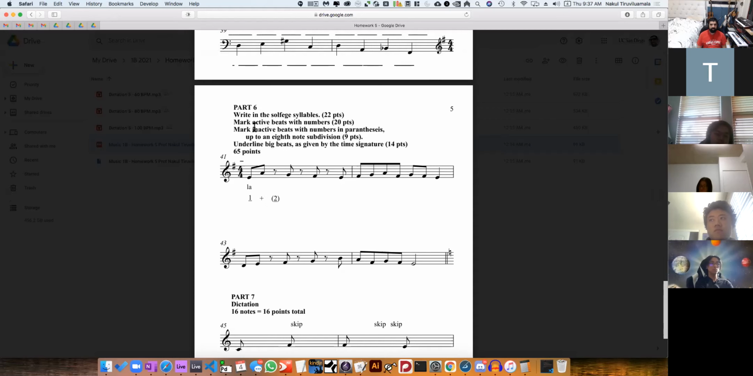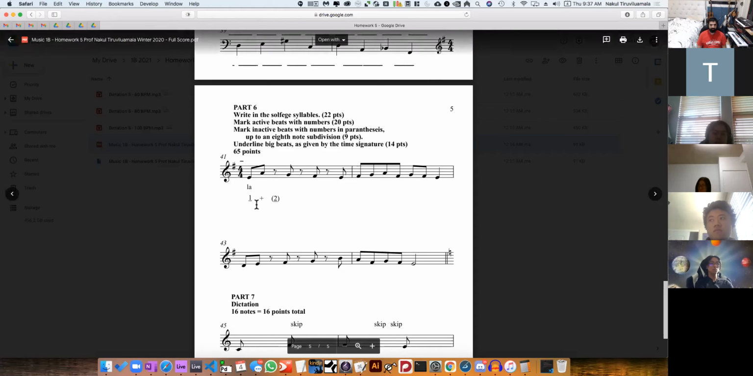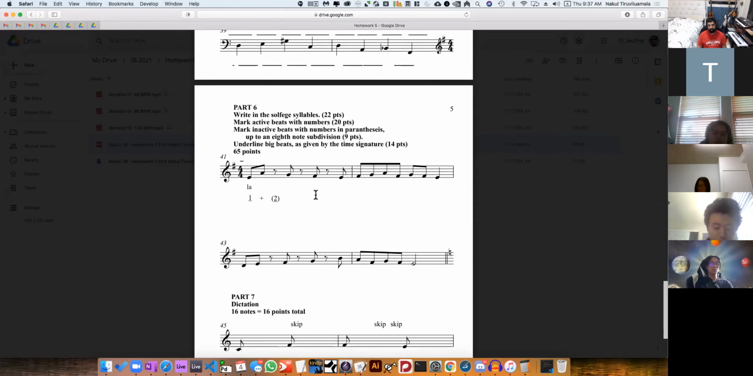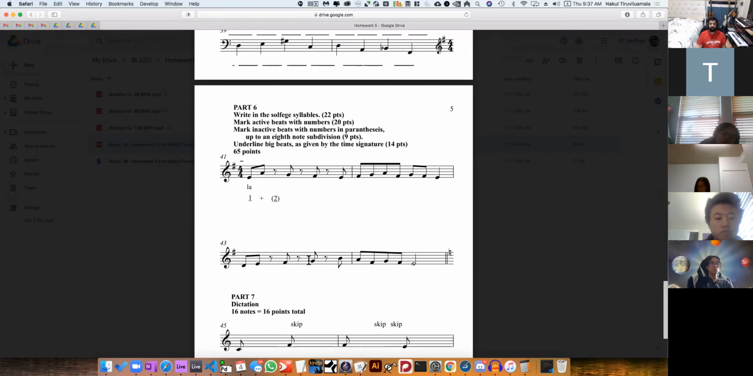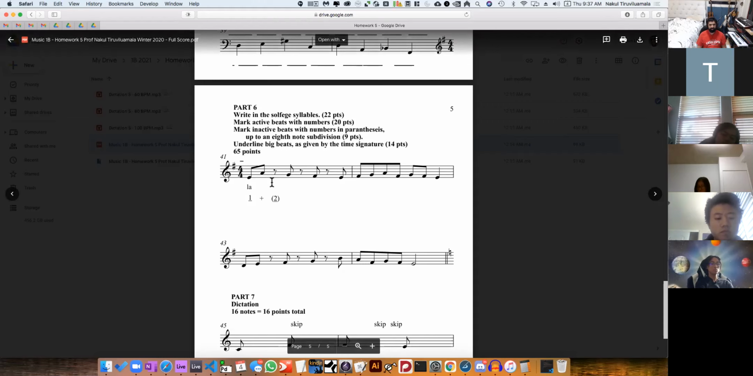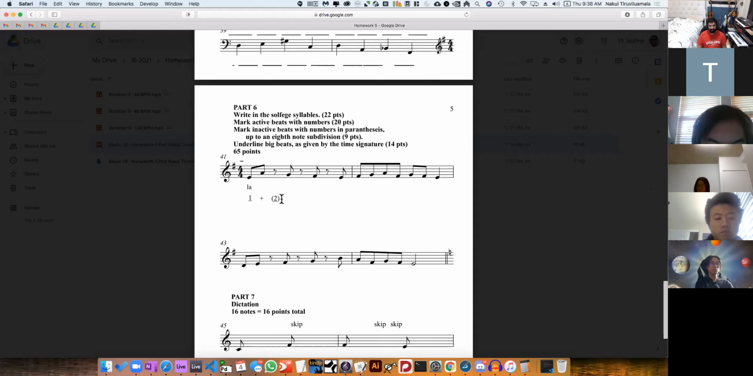Your TAs will talk about it as well, but the idea is you mark basically every beat, active and inactive, up to an 8th note subdivision. For instance, there are 8 8th-note subdivisions in this measure, and 8 in this measure. For all 4 of these, that's the division I want you to go until. Then you mark all those with numbers, and you parenthesize the ones that are inactive. For example, this one right here has an 8th note beat, but it's inactive, so you put parentheses.